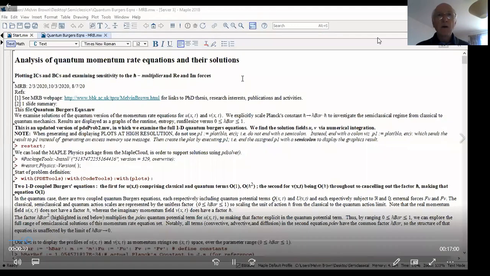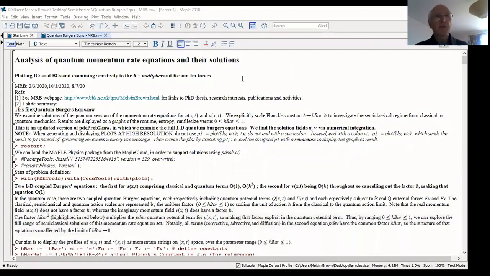Well, hello and welcome to this session on Maple. I'd like to present to you the work that I've done on this task of analyzing the quantum momentum rate equations and their solutions. And as a sort of intro, I'd like to explain the background to this.